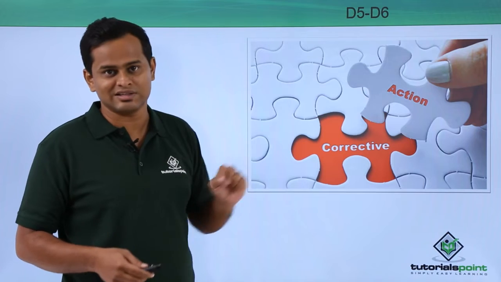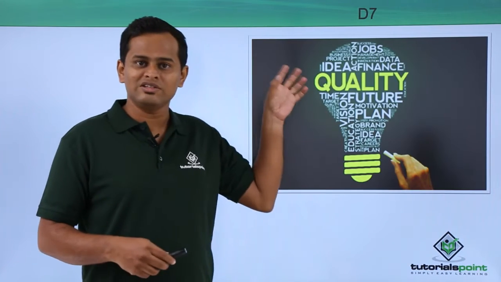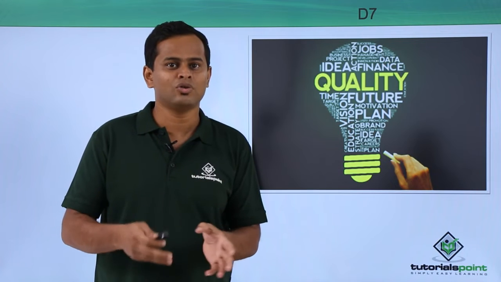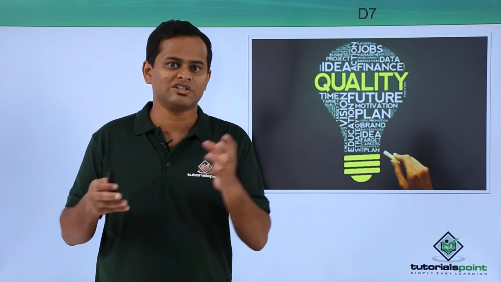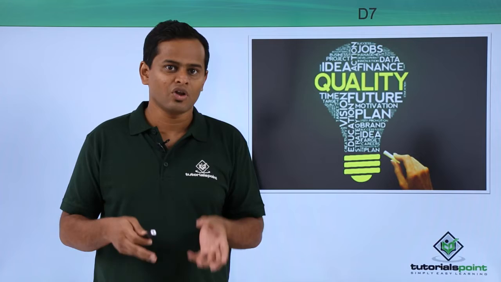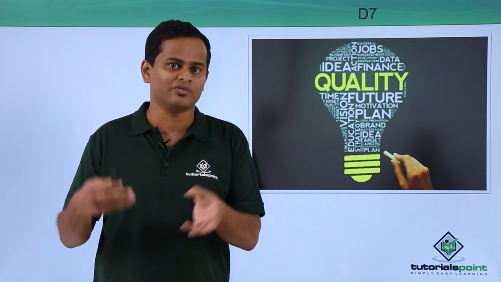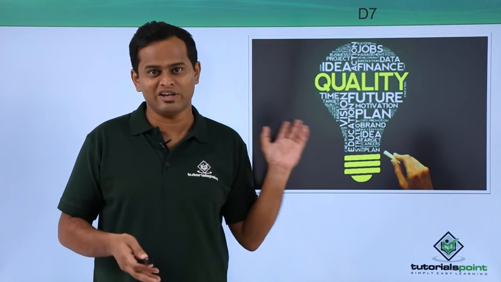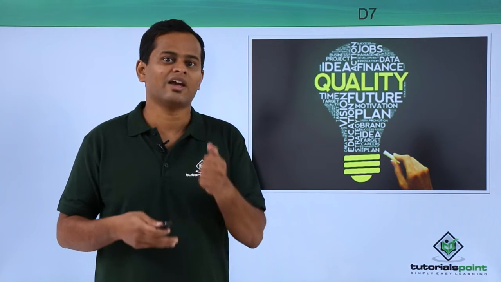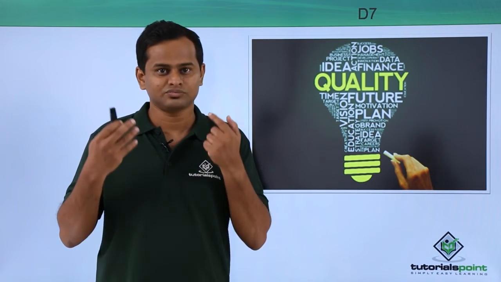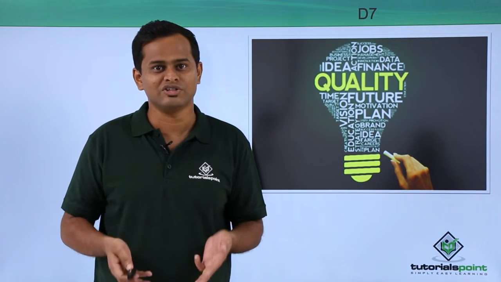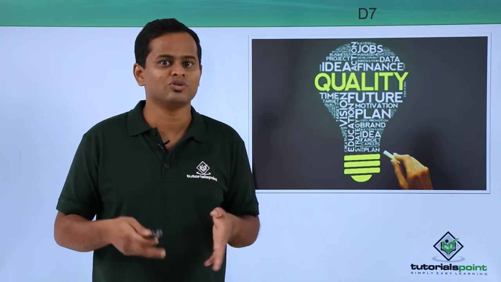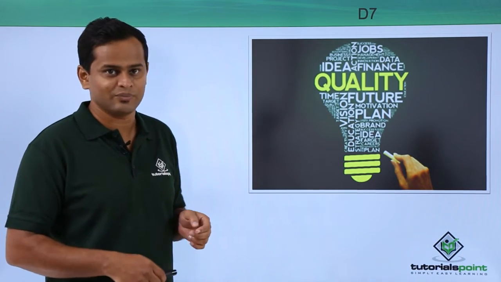Once this corrective action is done, we need to share this information with all the other processes having a similar failure mode, or different plants or different locations like that, and we need to also update the quality management system records like FMEA, control plan, work instructions, procedures, these kinds of things. When we do all these things, that constitutes the step called D7.